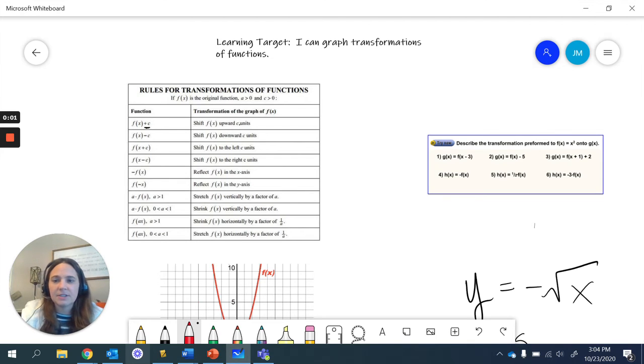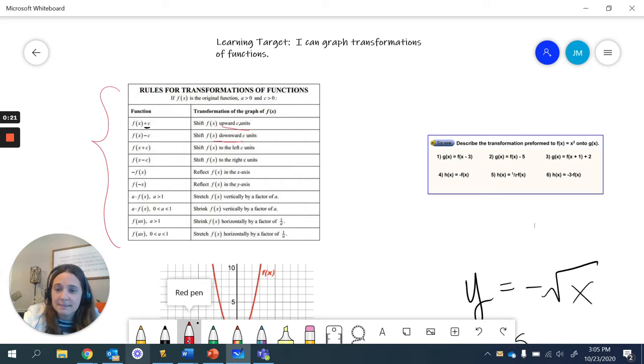Okay, so our learning target today is I can graph transformations of functions. And so here's all the function notation rules for transformations. So they're using f of x plus c. The thing to pay attention to is that plus c is on the outside of the function, minus c outside of the function. That's a shift up and down.